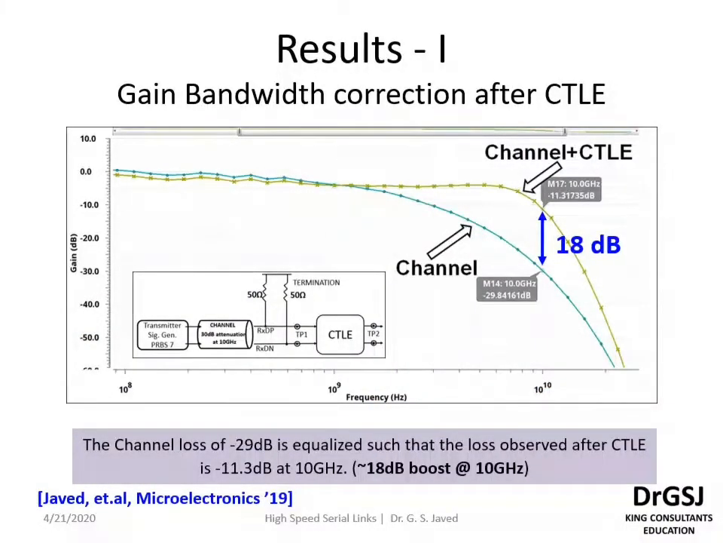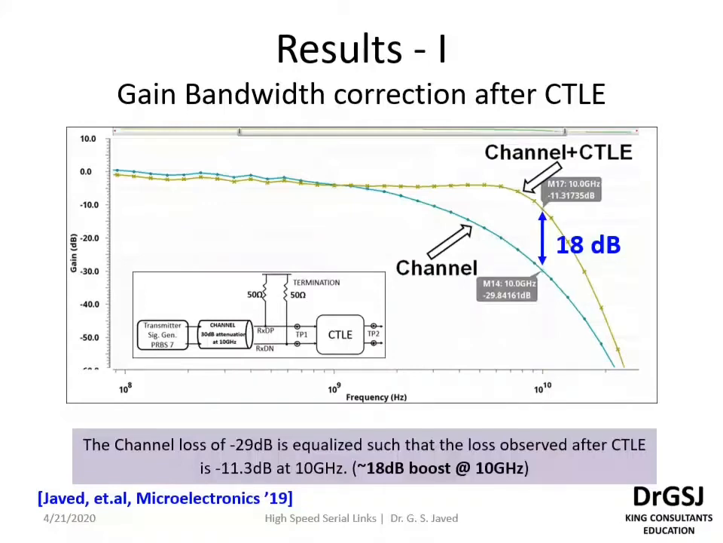As mentioned, the channel loss at 10 gigahertz was observed to be close to minus 30 dB, 29.84, and after adding the CTLE, the channel compensation, we observed in simulation that close to 18 dB was recovered, and the loss right now was present at about 11 dB. So an 18 dB of boost was given.